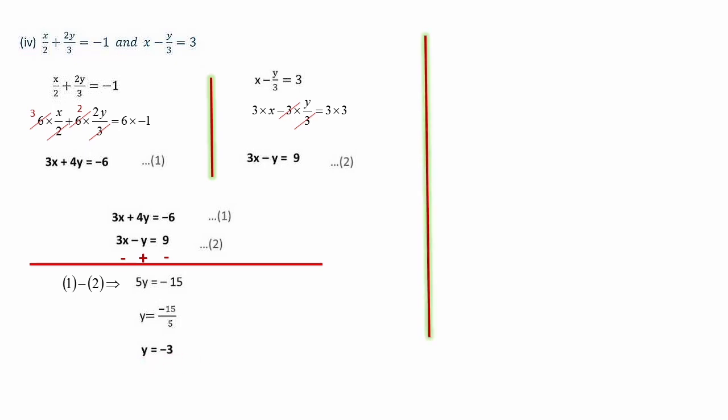Once you get a variable value, we can substitute in any one of the equations. So I am taking equation number 2 here. When we substitute y is equal to minus 3 in equation number 2, we get 3x minus y is equal to 9. The other equation we can also consider, but this is standard form, so this will be a little bit easy. So just take this one: 3x minus y is equal to 9.